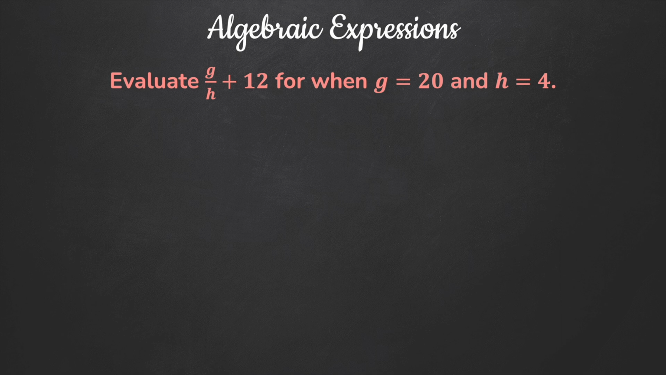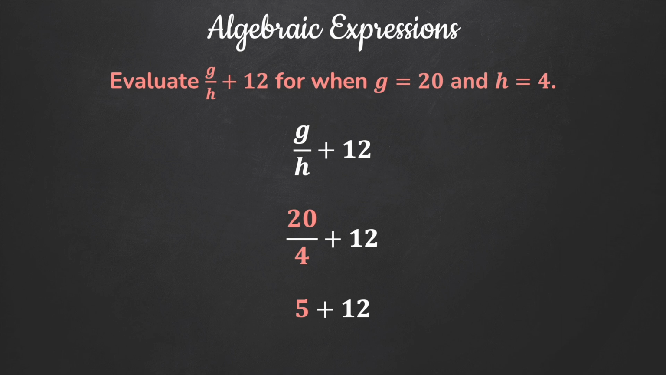Here we have evaluate g over h plus 12 for when g is equal to 20 and h is equal to 4. In our expression, we have division and addition. We have g divided by h plus 12. The first thing we want to do is substitute our variables for their known values. So we're going to substitute G for 20 and H for 4. Order of operations tells us that we need to divide before we add. So 20 divided by 4 is equal to 5, and 5 plus 12 is equal to 17.